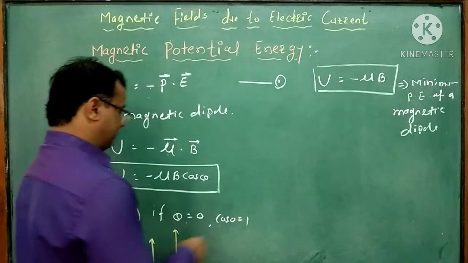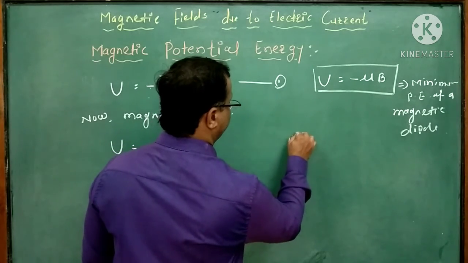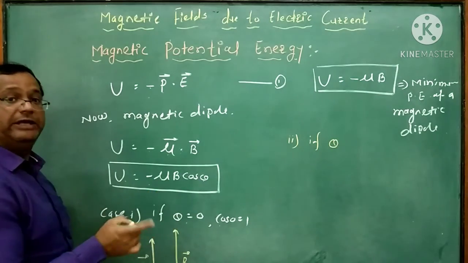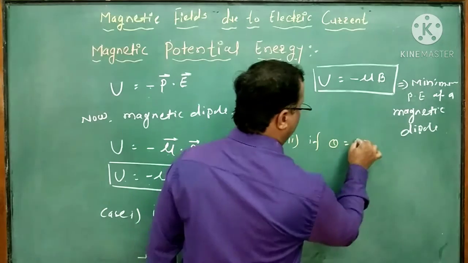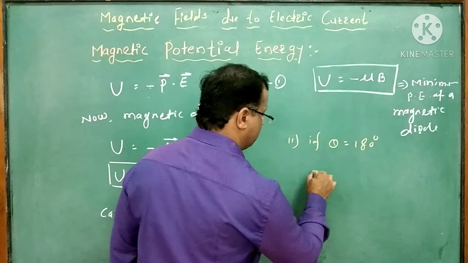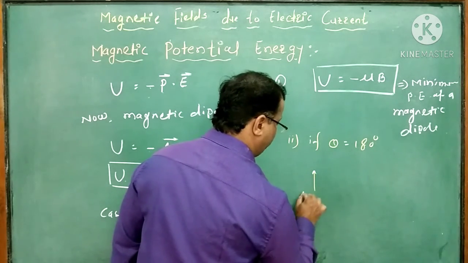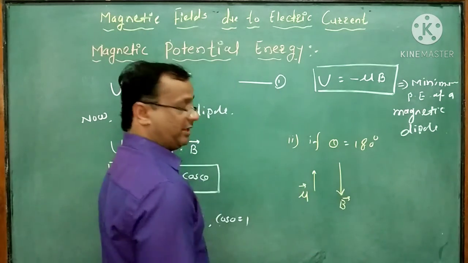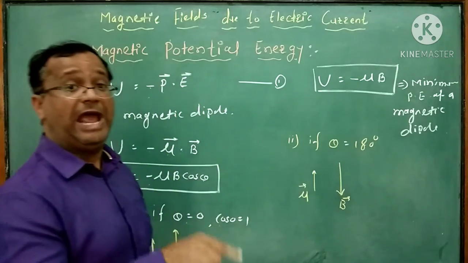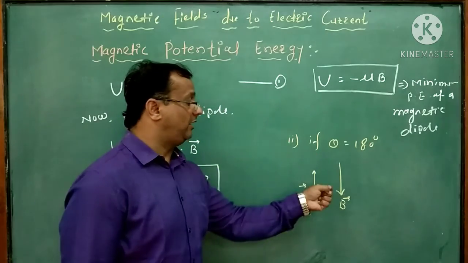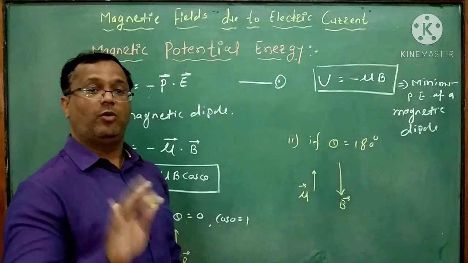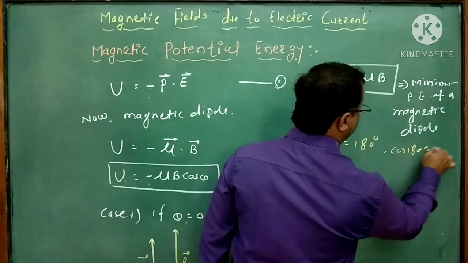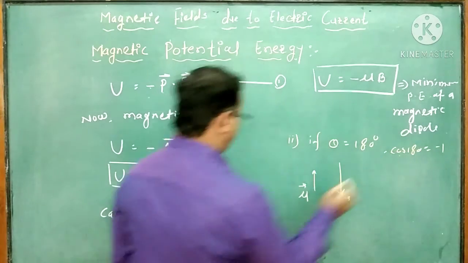Now, we want to see the second case. Case 2. If the angle between mu and B is, suppose, 180 degrees. If theta is equal to 180 degrees. That is, suppose this will be the direction of mu and now this will be the direction of B. Right? It means that now mu and B are anti-parallel. If they are anti-parallel, it means that the angle between them is 180 degrees. Then cos 180 is equal to minus 1.